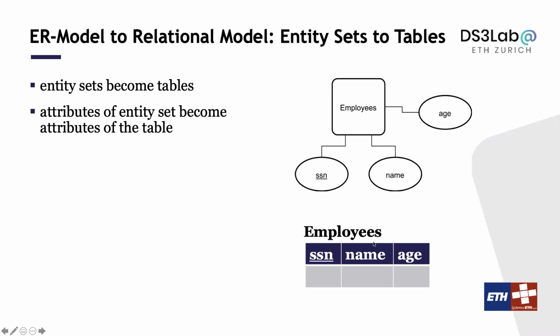You have the employees relation in the relational model, which has 3 attributes: SSN as a key, name, and age. Essentially, every single attribute becomes one attribute here, and the name of the entity set becomes the name of the relation. Okay, so far so good? This is very natural.